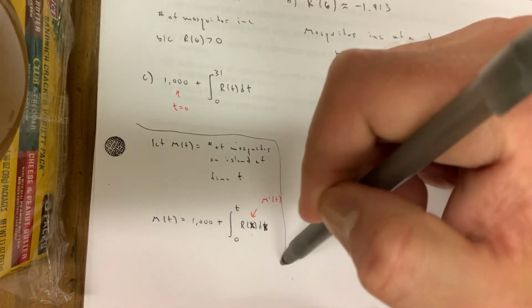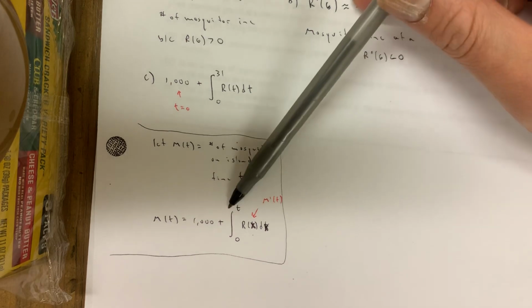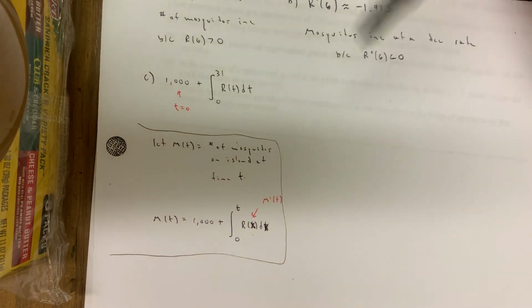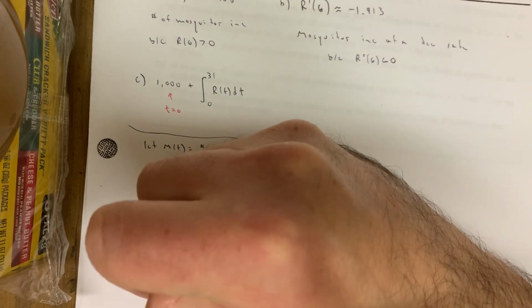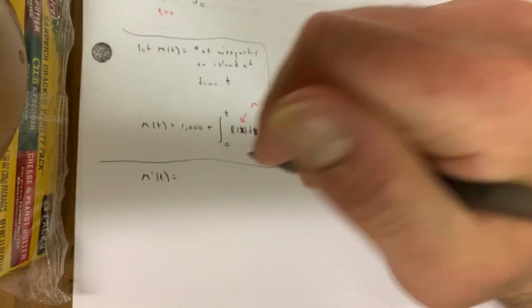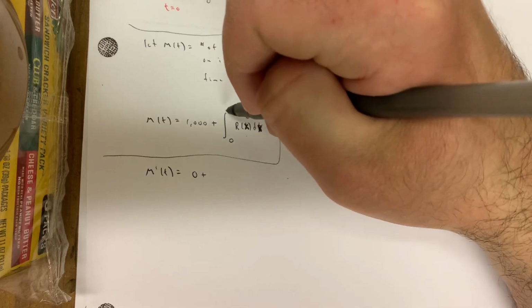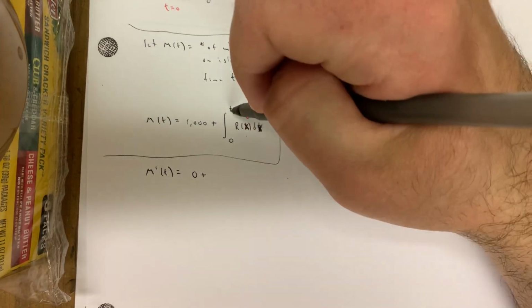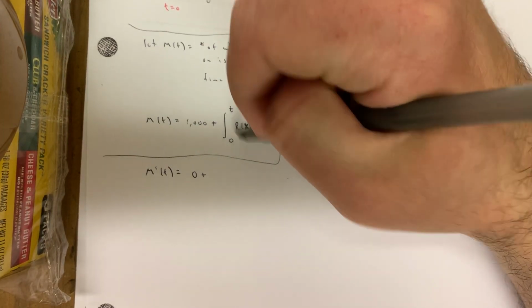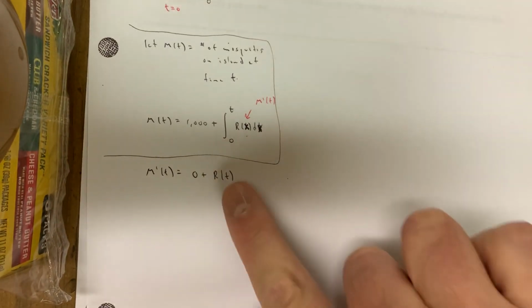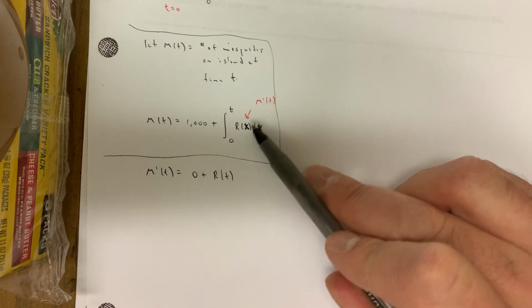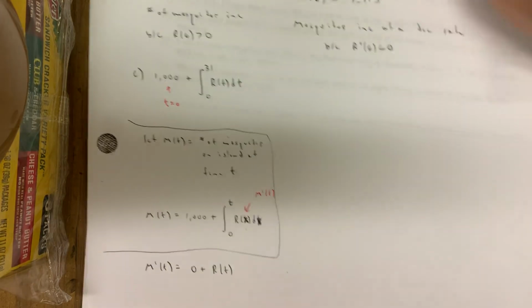So you could do that, and that could become interesting, like if they wanted the maximum or the minimum value of mosquitoes, which I think comes up in the next problem. You could take the derivative here. The derivative of 1,000 is 0, plus, this is an accumulation function, right? To take the derivative, drop in the t for the x, the integral sign goes away, dx goes away. And you'll see that m prime of t equals r of t, just like we said before. Okay, so it's not as complicated as it seems.